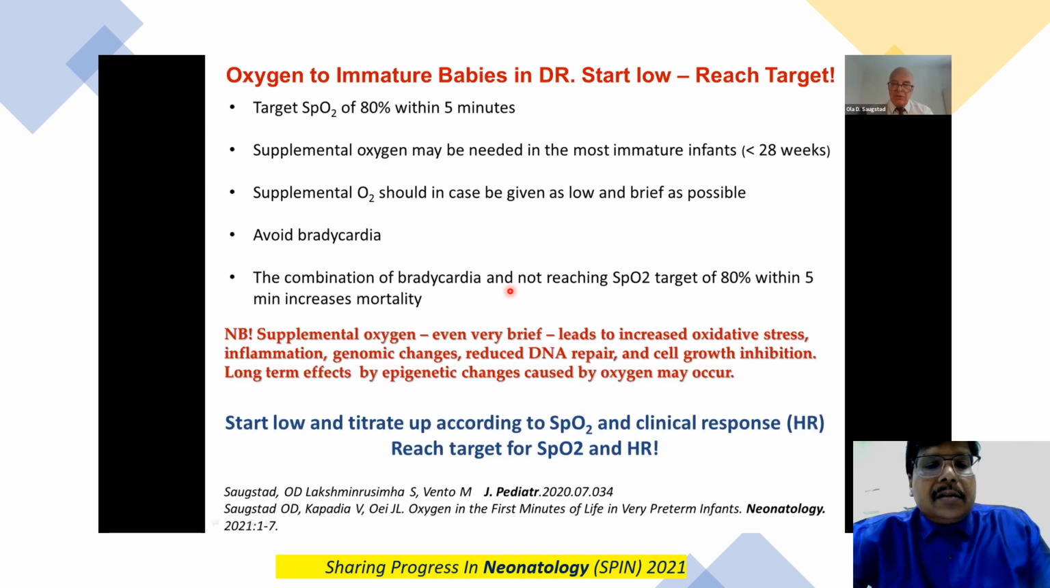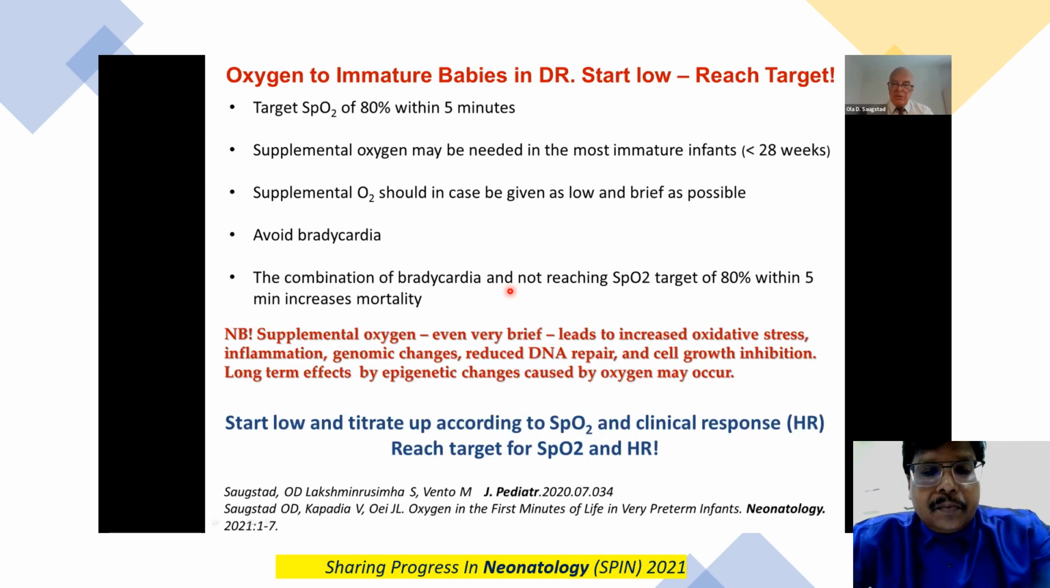So why is titration of oxygen needed in extremely immature babies? These are the babies who are at more risk of bronchopulmonary dysplasia, chronic lung disease. These are the babies who are at more risk of ROP. These are the babies who are at more risk of NEC as well. Supplemental oxygen, even very brief, leads to increased oxidative stress, inflammation, genomic changes, reduced DNA repair mechanisms, and cell growth inhibition. The long-term effects, by affecting epigenetic changes caused by oxygen free radicals, may also occur.